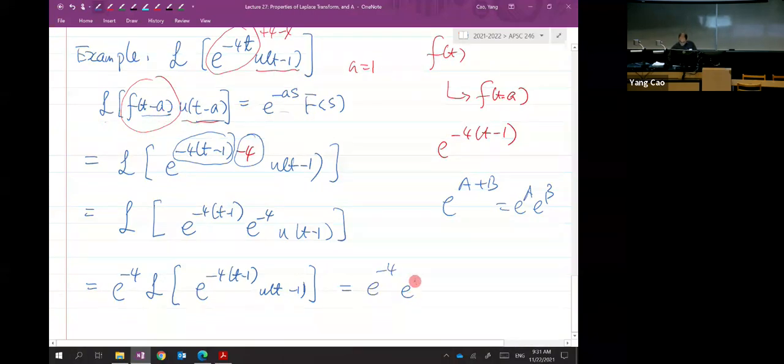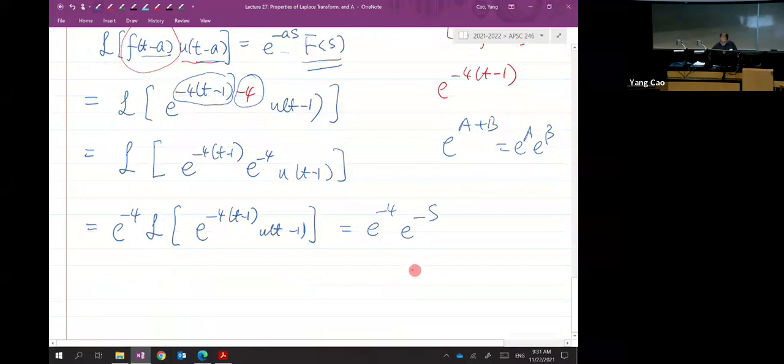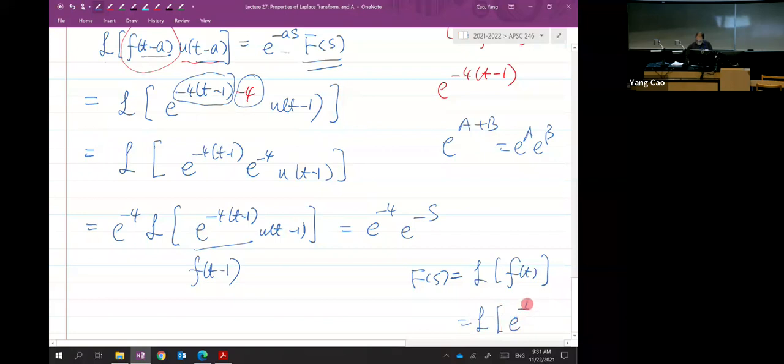The property says e to the power negative as, a is 1, so negative s, times capital F of s, which is the Laplace transform. So what's capital F of s? It's the Laplace transform of f of t. You look at this function, this is your function f of t minus 1. If you replace the t minus 1 with t, then you get back the f of t. So that's the Laplace transform of e to the power of negative 4t.